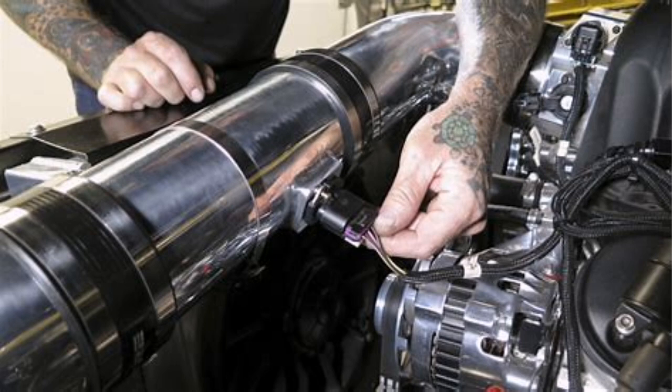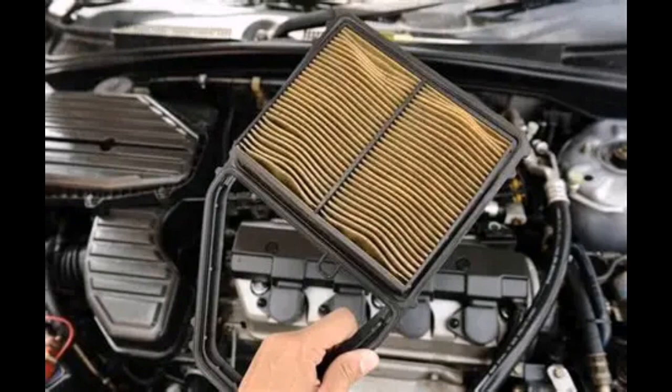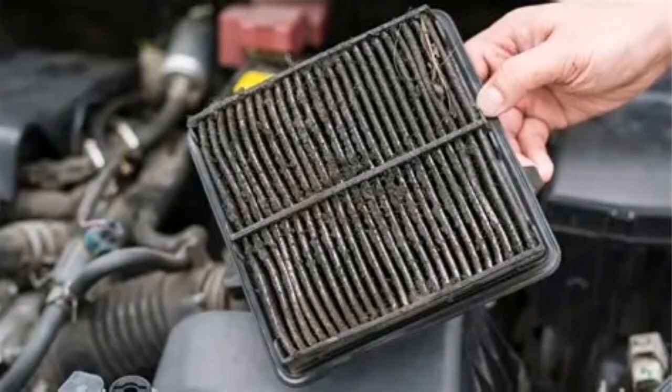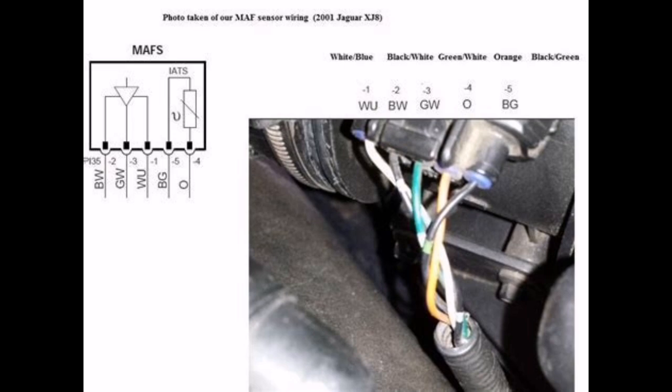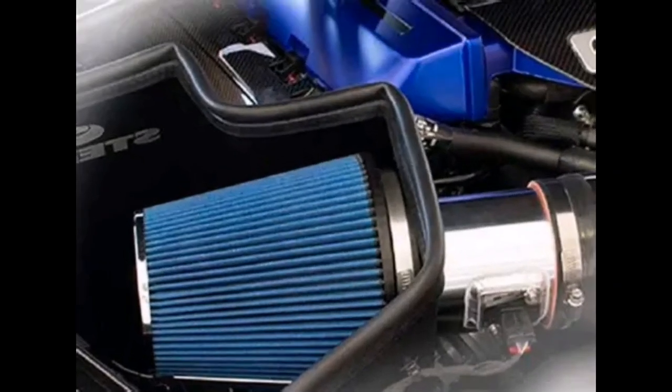Vacuum or intake leaks: if air bypasses the sensor due to a cracked hose or loose intake boot, the reading will be off. Dirty or clogged air filter: restricts airflow and changes the expected sensor range. Wiring issues: broken, shorted, or corroded MAF sensor wiring or connector. Aftermarket intakes: sometimes these alter airflow enough to confuse the ECU, especially if not properly calibrated.